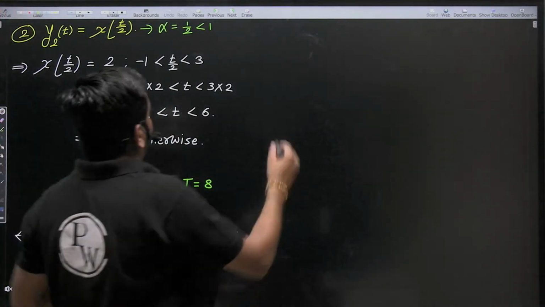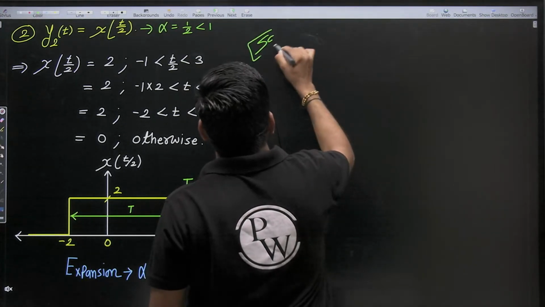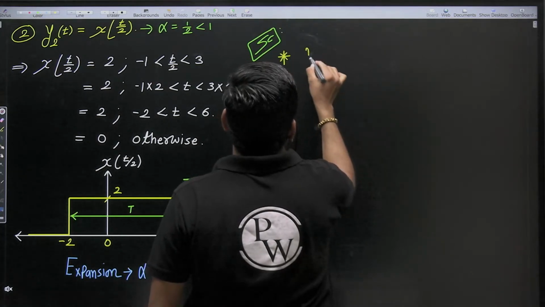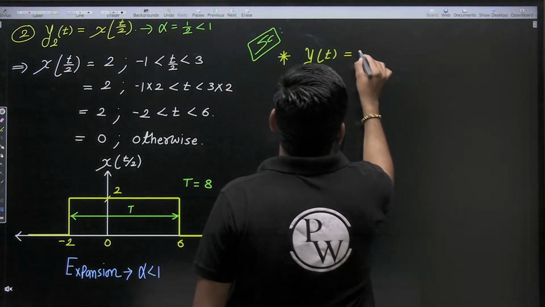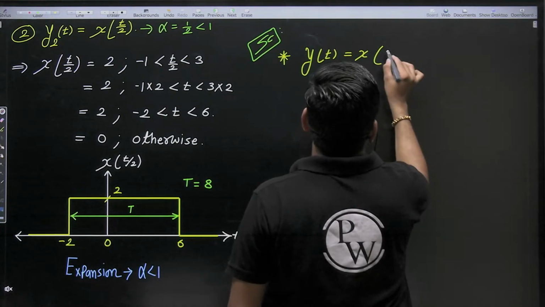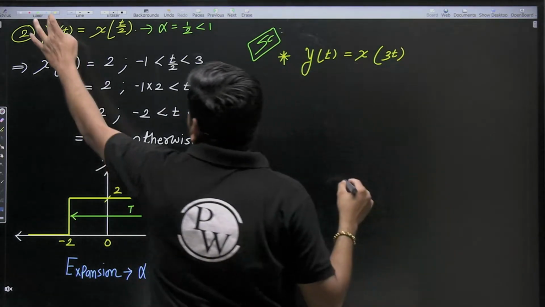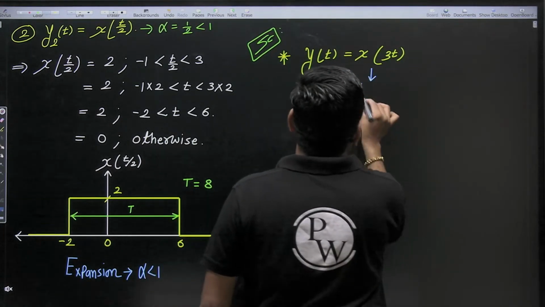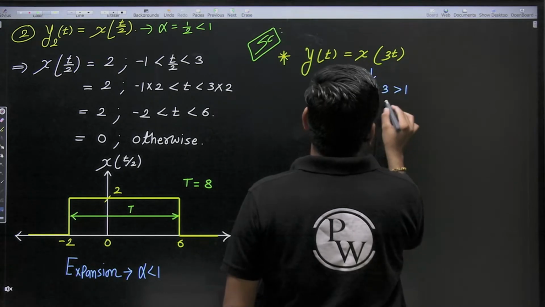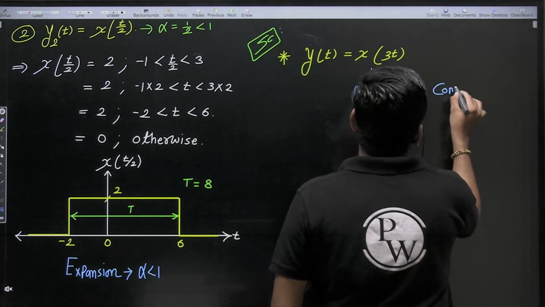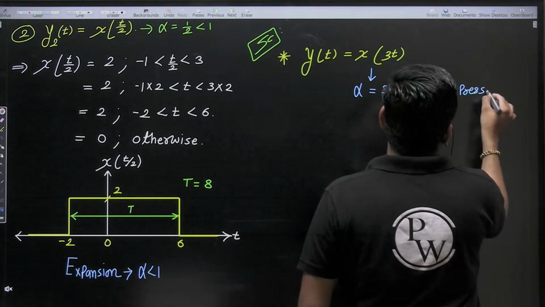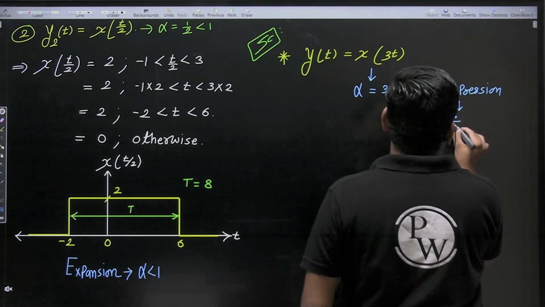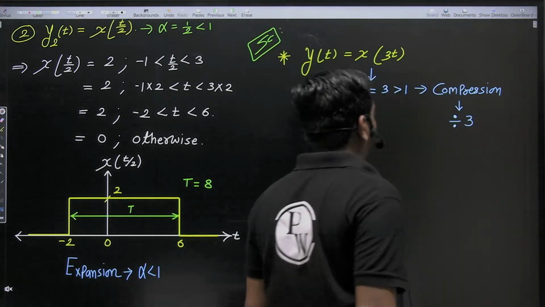So what is a simple shortcut that you can remember? Simple shortcut. See, first case, if y of t is equal to x of 3t, then compression, guys. x of 3t indicates the scaling factor is greater than 1. Here the scaling factor is 3, which is greater than 1. That means compression. And in compression, simply what you have to do? Divide by 3. Remember this shortcut.